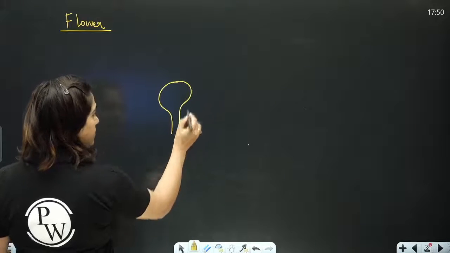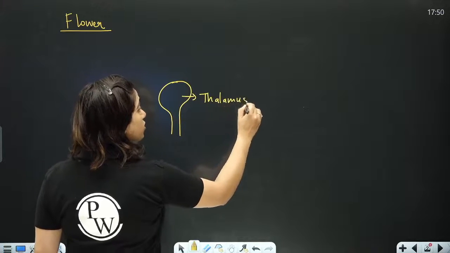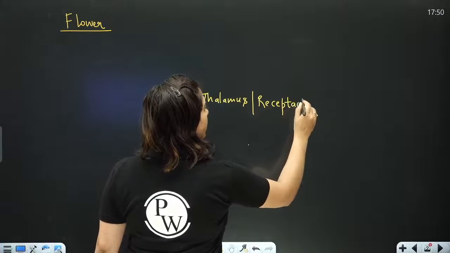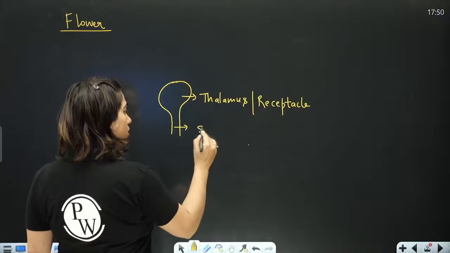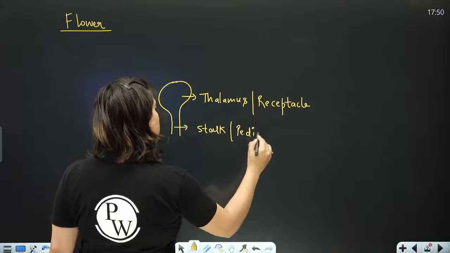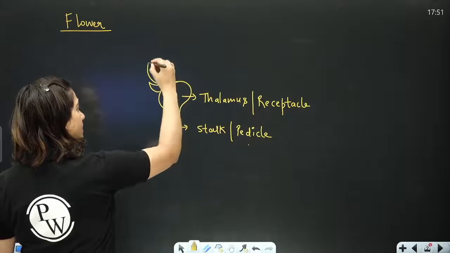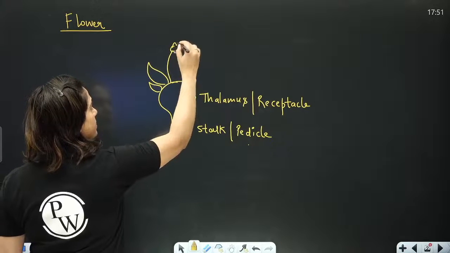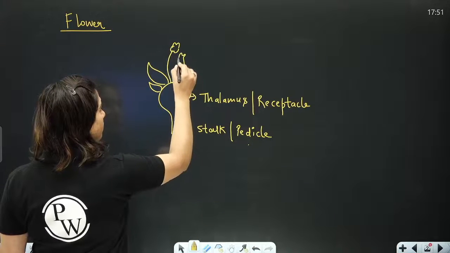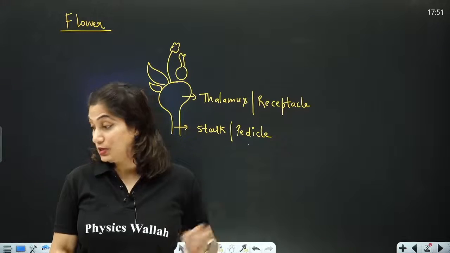It has a thalamus, which is also called the receptacle. And it has a stalk, which is called the pedicel. Over that it has sepals, petals, the stamen, and the carpel. So these are the various parts of the flower we are going to deal with.